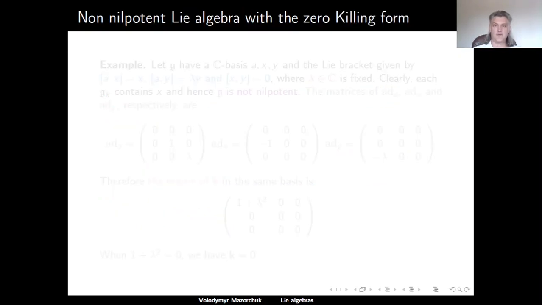Unfortunately, the converse is not always true. So here we give an example of a non-nilpotent Lie algebra which has the identically 0 Killing form.